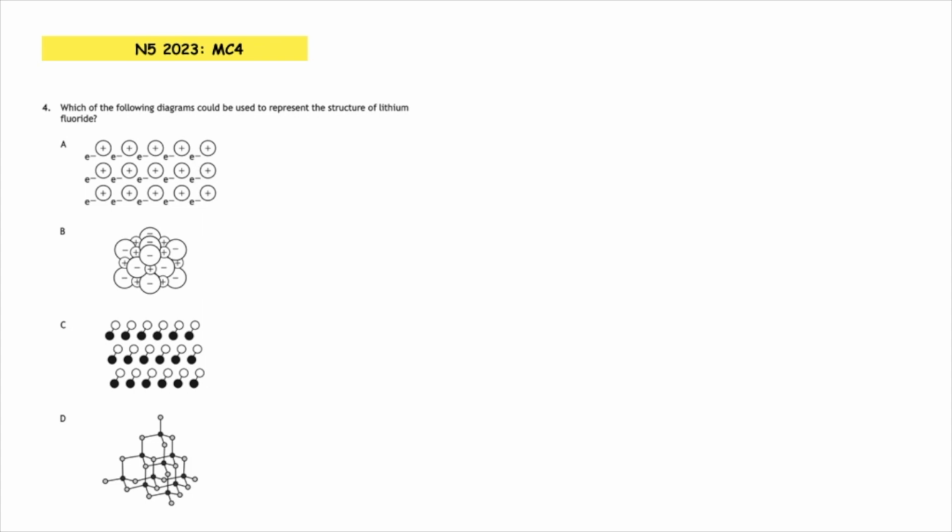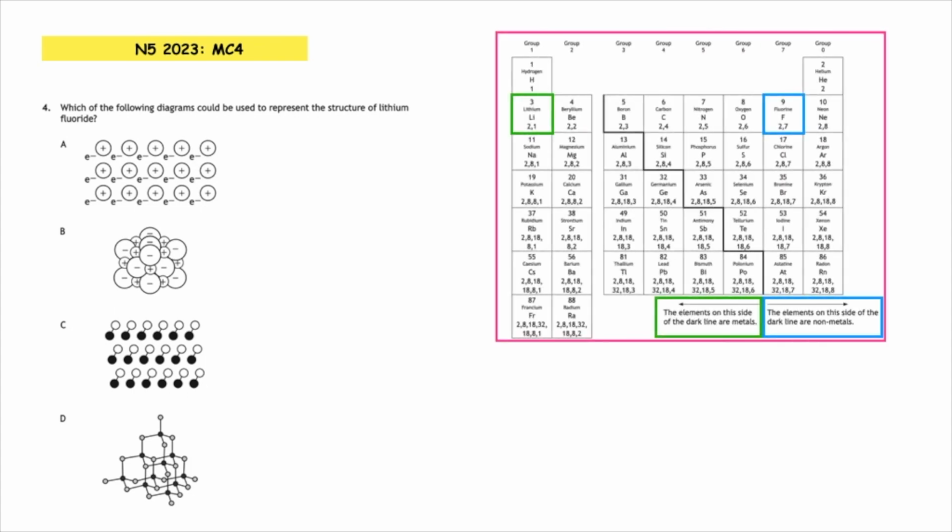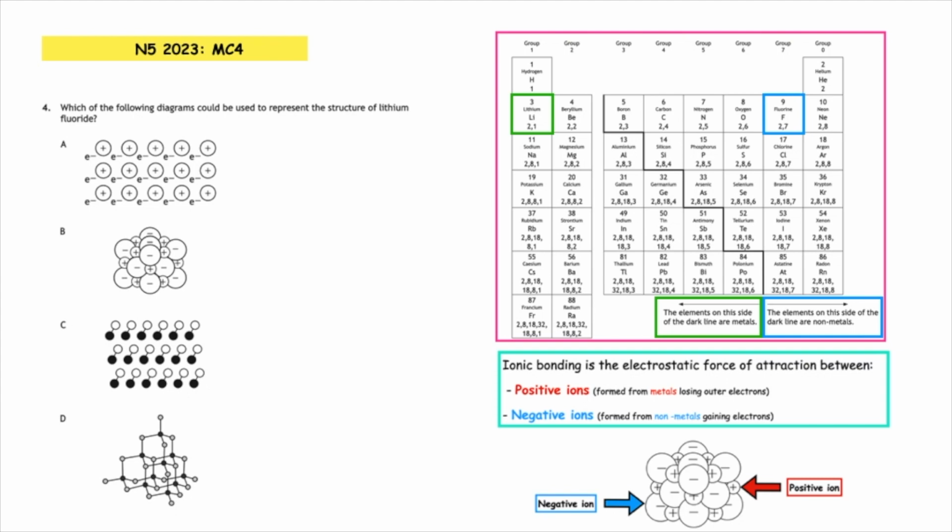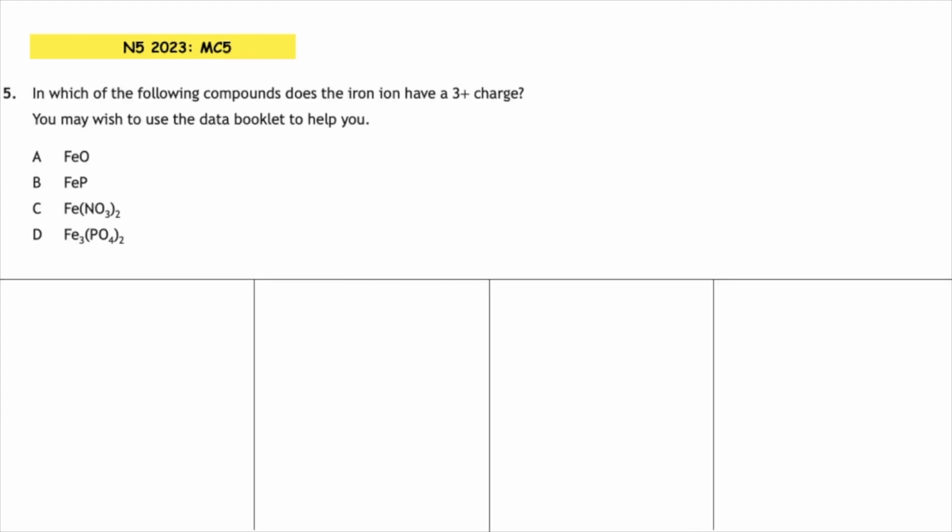Multiple choice 4, which of the following diagrams could be used to represent the structure of lithium fluoride? So the first thing we have to do is identify the types of elements. So if we look up lithium and fluorine in the periodic table, we have a metal and a non-metal, and therefore that would be ionic bonding that the lithium fluoride would have. Remember that metals want to lose electrons to form positive ions, and non-metals gain those electrons to form negative ions. So we're looking for the image in which we can see positives and negatives in a lattice structure, which is multiple choice answer B.